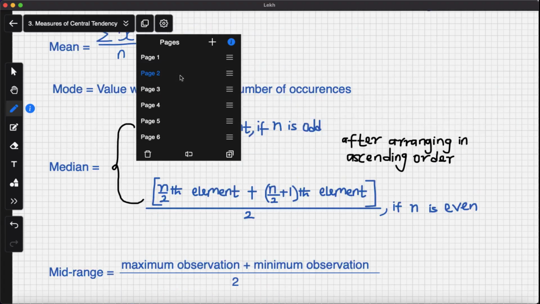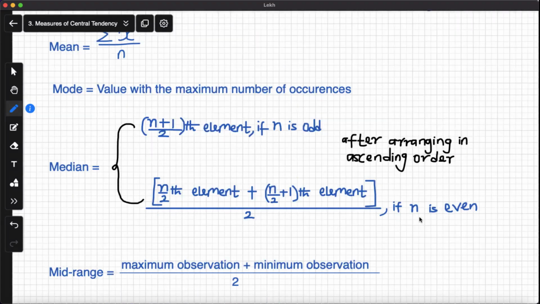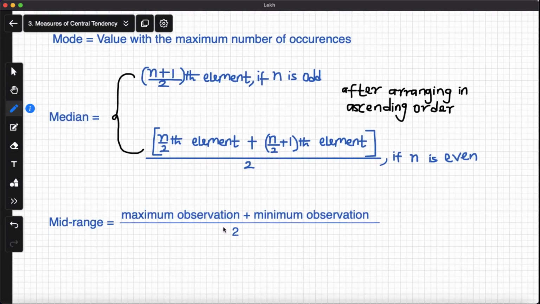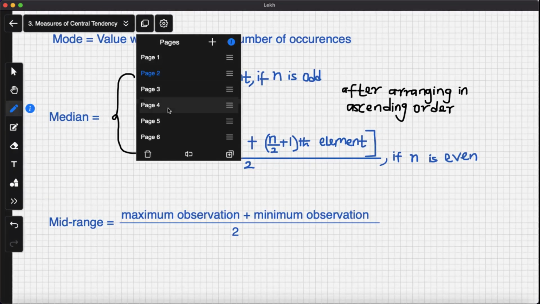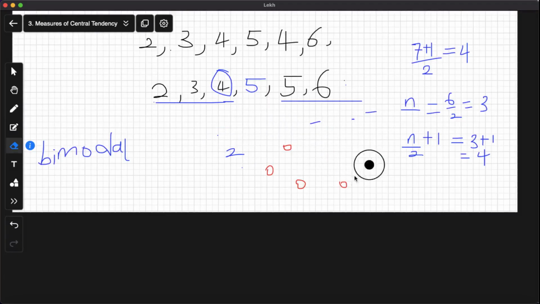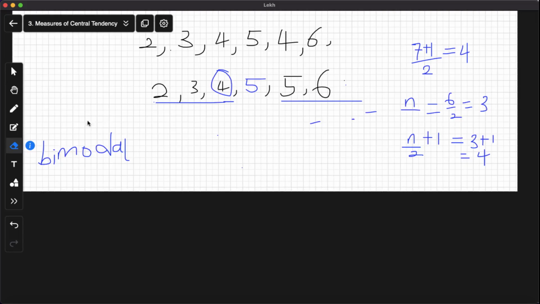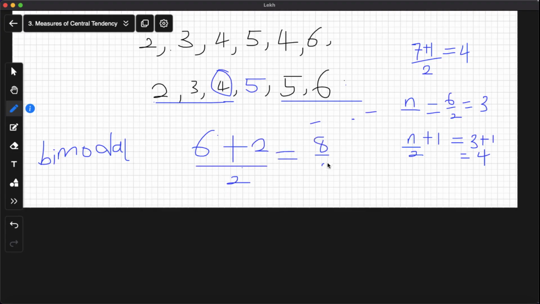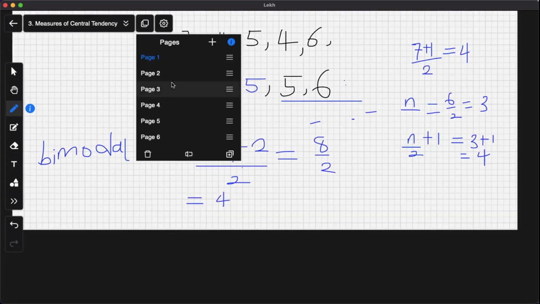Now going on, that is when n is even. Please take note of that. Your mid-range is the maximum observation plus the minimum observation divided by 2. So the maximum observation, from what you can see here, is 6 from the data currently. So your mid-range would have been 6 plus the minimum observation, which is 2. 6 plus 2, divided by 2, would have given us 8 over 2, and that would have given 4. Okay, so that's that about the mid-range.